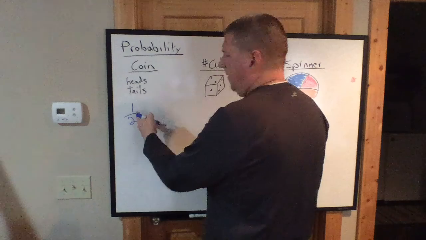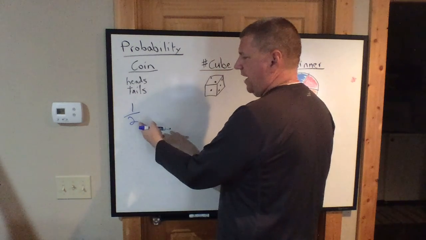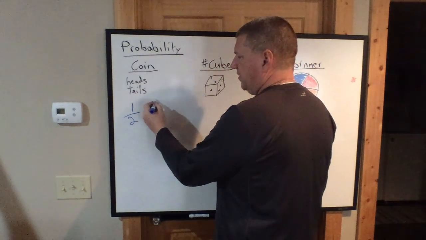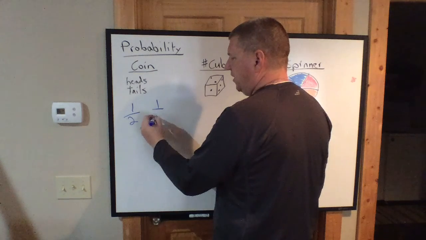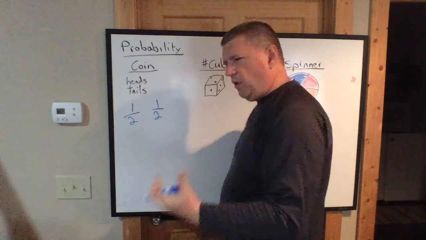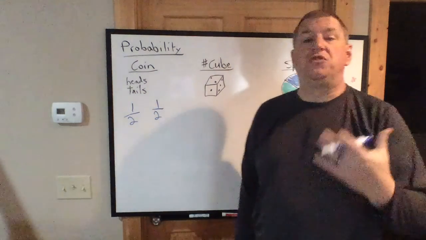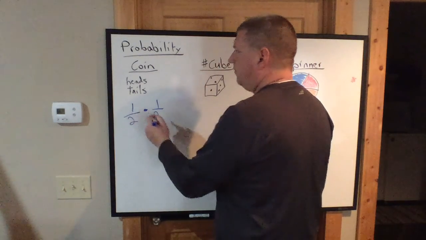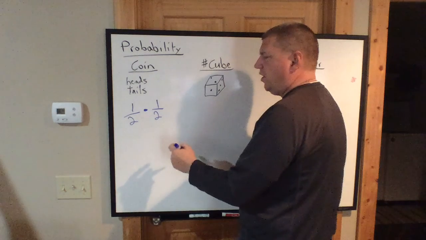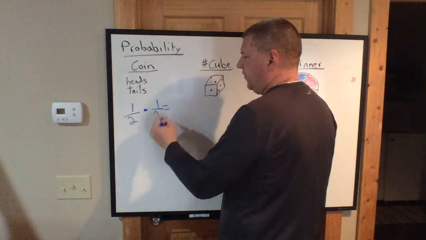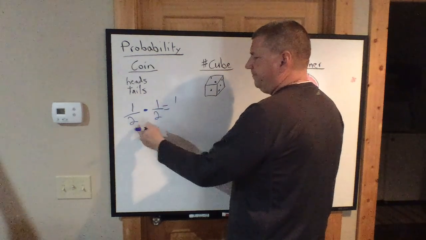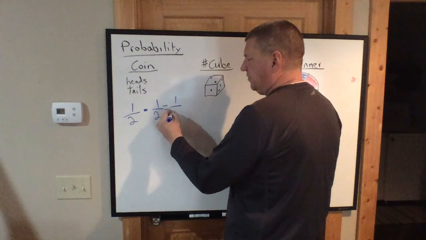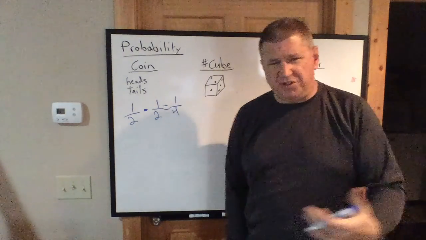So again, this is the first time, 1 heads out of 2 possibilities. And then the second time we flip it, it's 1 heads out of 2 possibilities. So what do we do with these two numbers? We're going to multiply them because it's a 2-layer probability experiment. 1 times 1 gives me 1. 2 times 2 gives me 4. Okay, so that's dealing with strictly numbers.